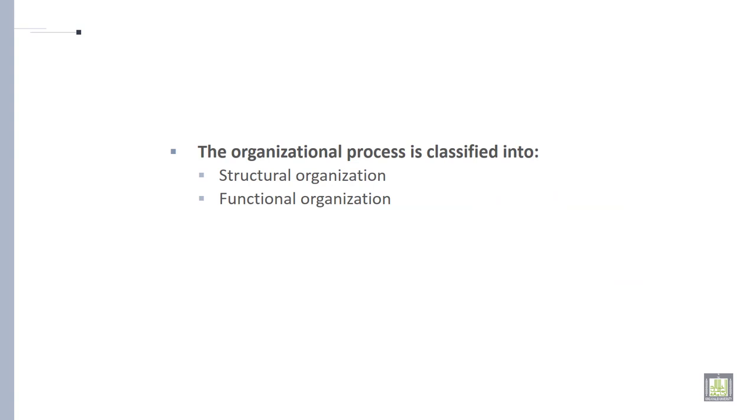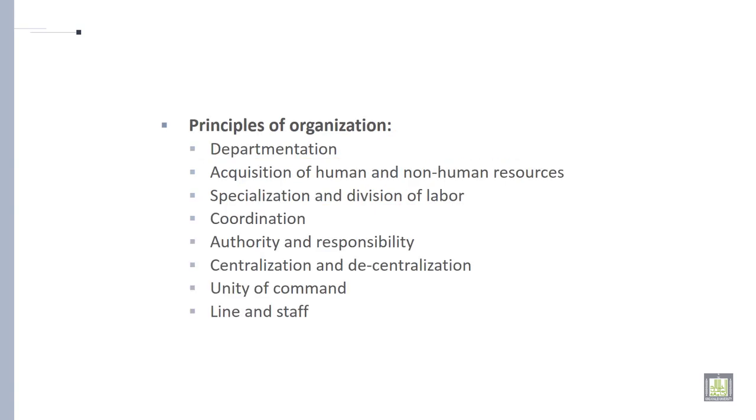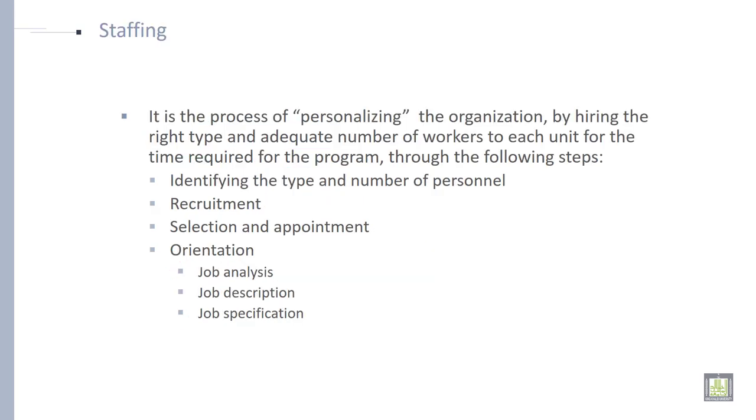The organizational process is classified into structural organization and functional organization. So there are two types of organization, structural and functional. Principles of organization: departmentation, like division of work, acquisition of human and non-human resources, specialization and division of labor, coordination between staff or between departments, authority and responsibility, centralization and decentralization, unity of command, and line and staff. All these are the points covered under principles of organization.